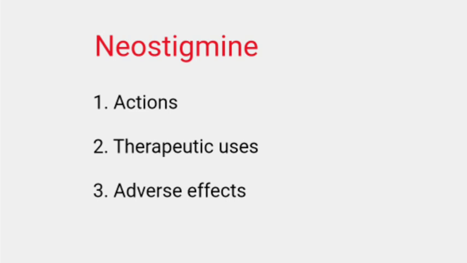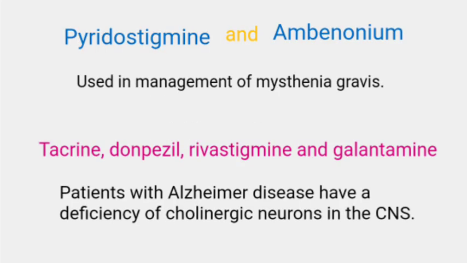Next classification we have pyridostigmine and ambenonium. Pyridostigmine and ambenonium are other cholinesterase inhibitors that are used in the chronic management of myasthenia gravis. Their duration of action is intermediate. Pyridostigmine lasts for 3 to 6 hours while ambenonium lasts for 4 to 8 hours, which is longer than that of neostigmine. Adverse effects of these agents are similar to those of neostigmine.